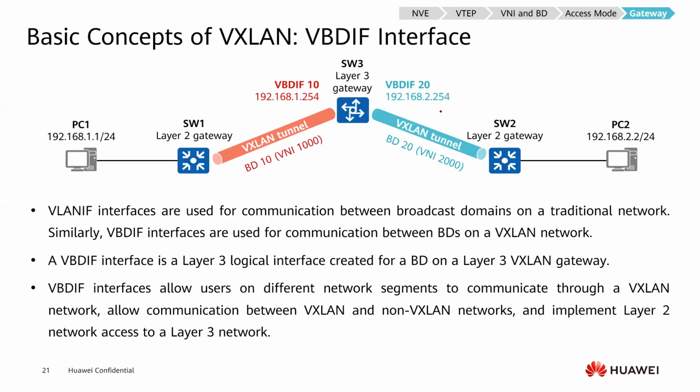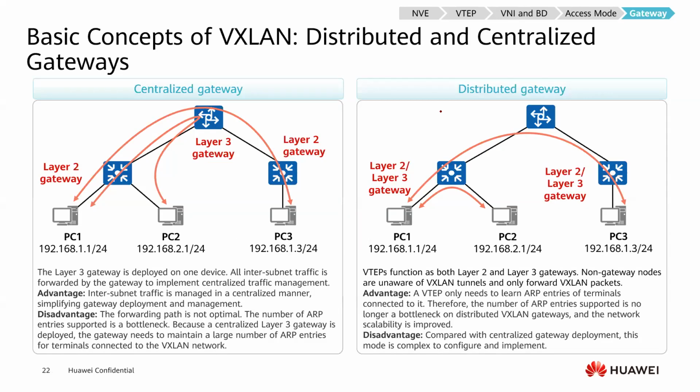And then what is VBDIF? I have already introduced it before. It is something like the VLANIF, and it is a gateway inside the VXLAN broadcast domain. That is the VBDIF. It is a logical interface. And then we have two types of gateways. The first type we call distributed. What does it mean?